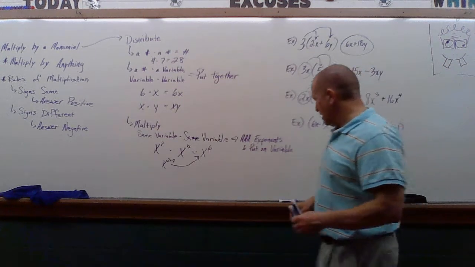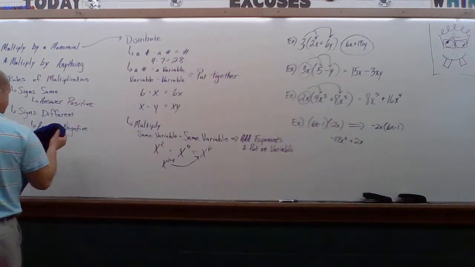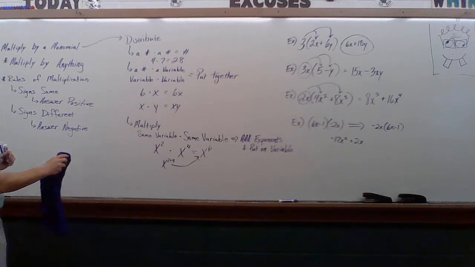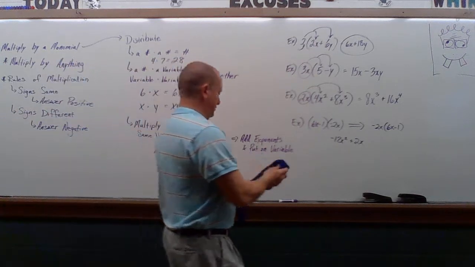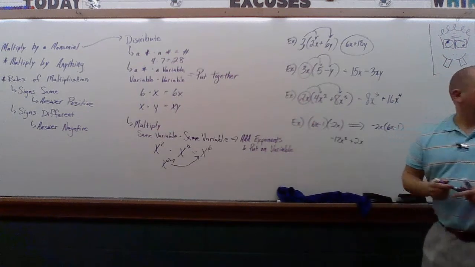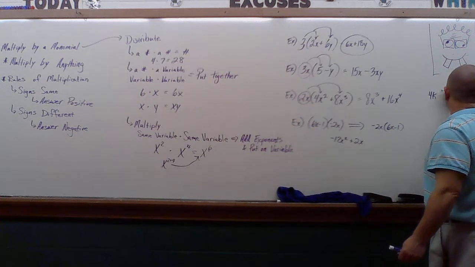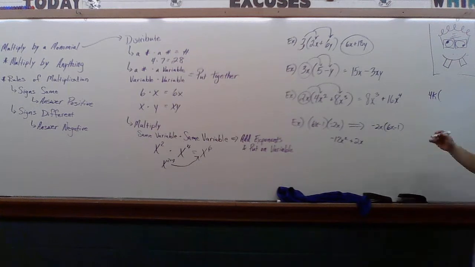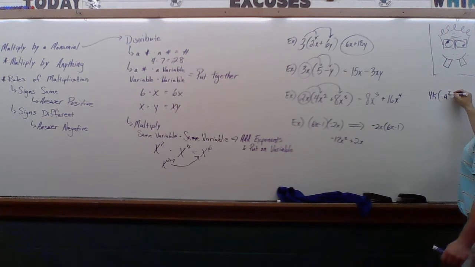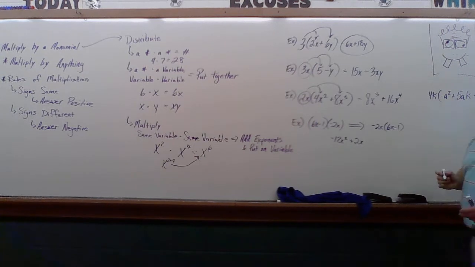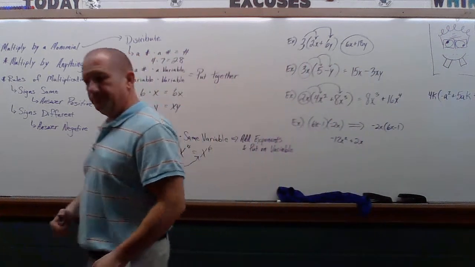All right, let's try this one. Let's do it way over here. 4, I'm going to change it to k because I don't like using b's. 4k times negative a squared plus 5ak plus 2k squared. Good one.